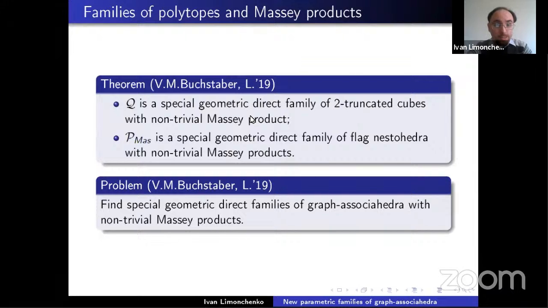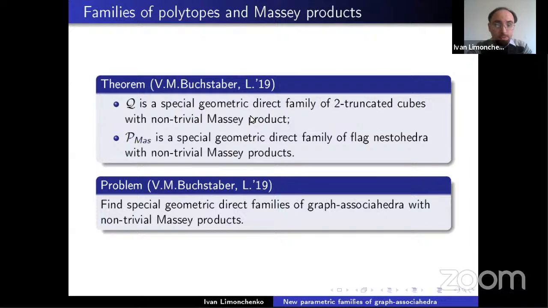The second item, P mass, is a special geometric direct family of plug nestohedra with non-trivial Massey products, can be shown analogously because, as we saw, the boundary operator gives you all the facets of P_n mass. Among these facets, you have P_{n-1} mass. So by induction on n, if you showed that P_n mass contains a non-trivial n-fold Massey product, then P_n mass also contains all orders of non-trivial Massey products from 2 to n. That's the application of the boundary operator and the theory of direct families of polytopes.